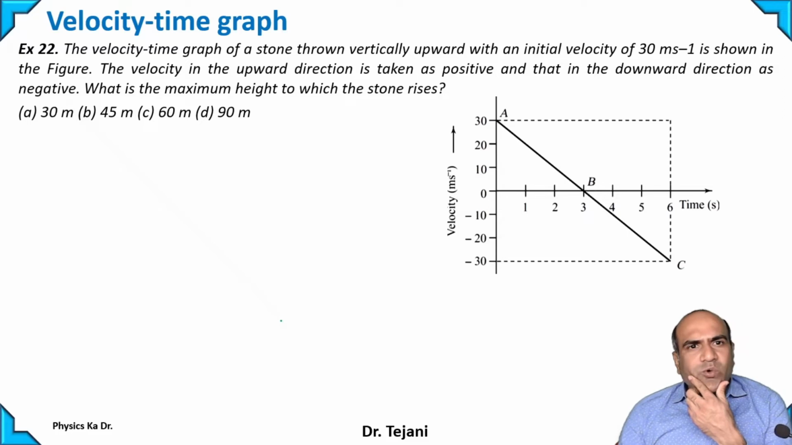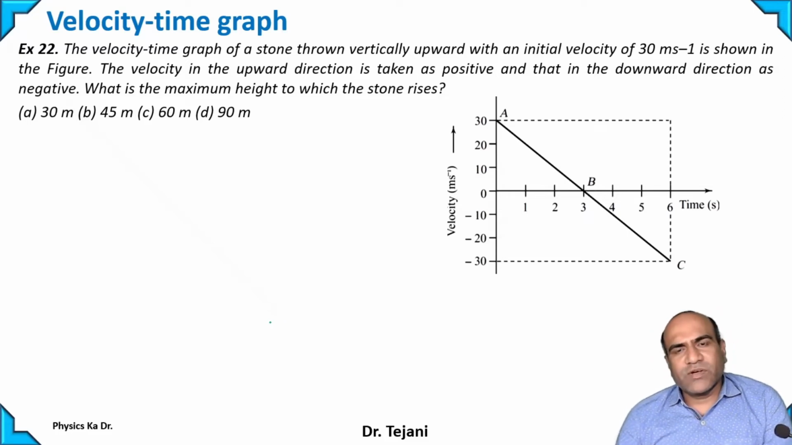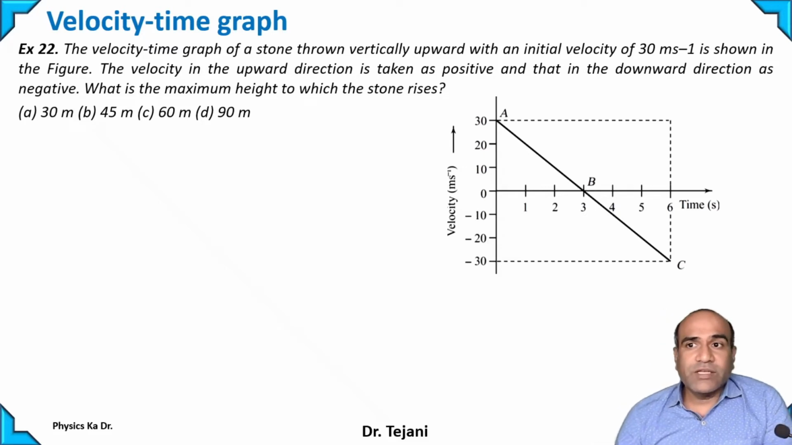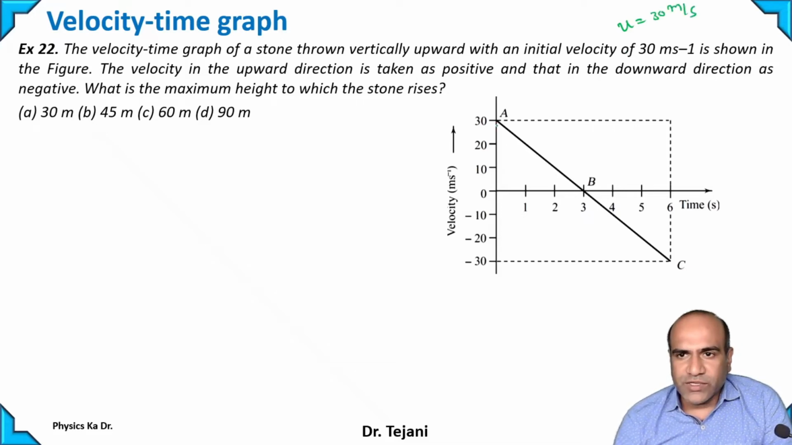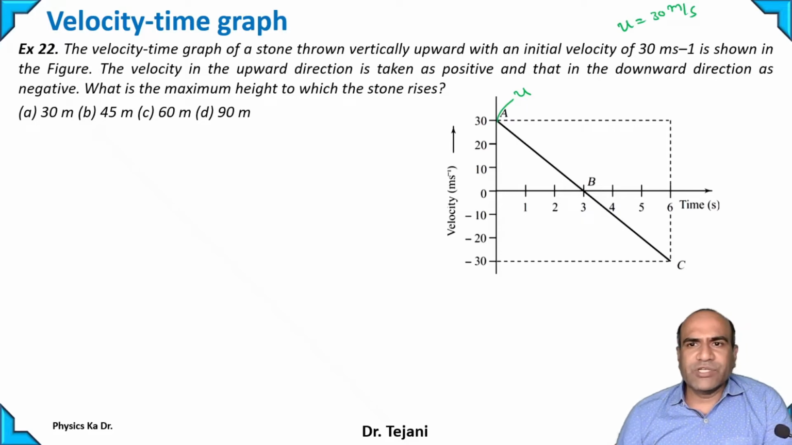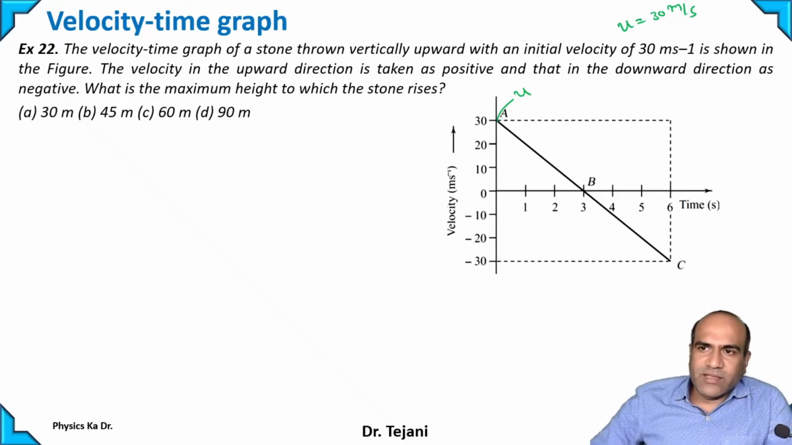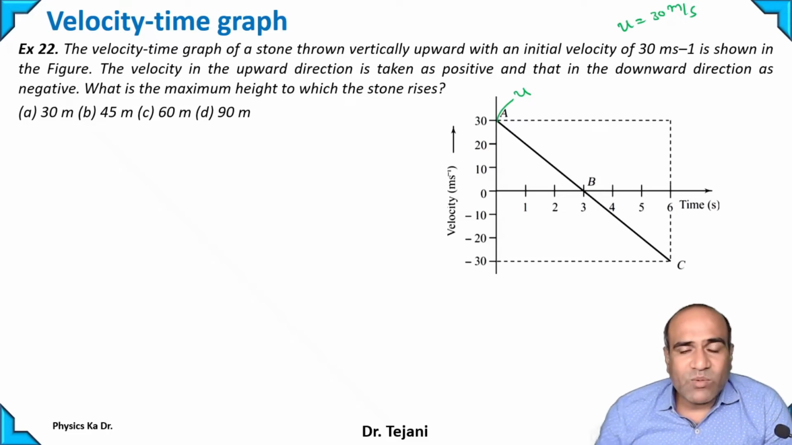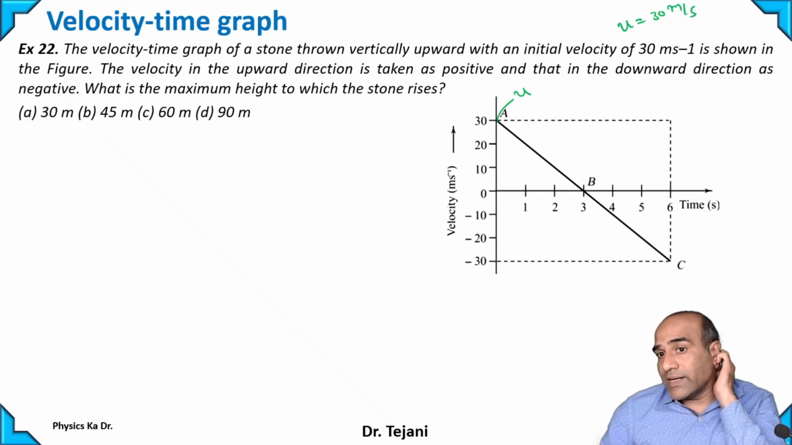Example number 22. The velocity-time graph of a stone thrown vertically upward with an initial velocity u of 30 meter per second is shown in the figure. So here the initial velocity u is given. In the figure, the velocity in the upward direction is taken as positive and that in the downward direction as negative. We know that. What is the maximum height to which the stone rises?